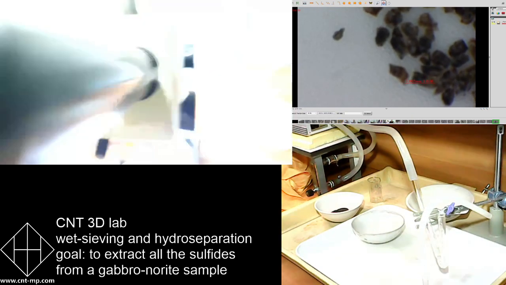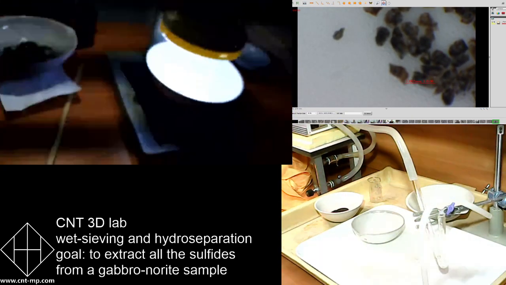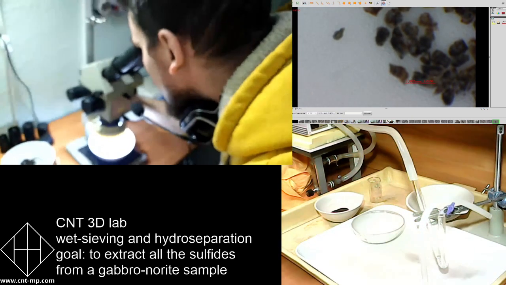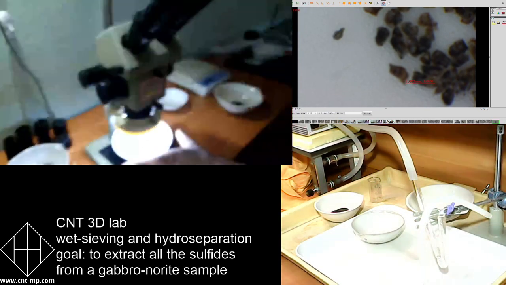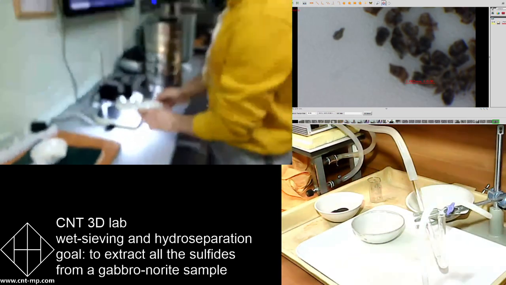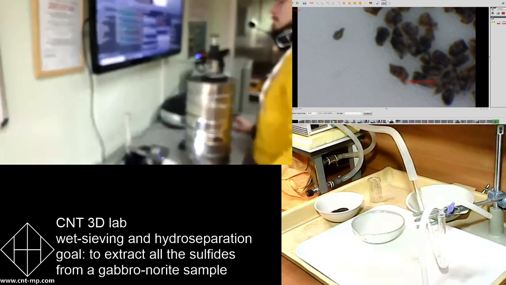We can't see anything. It's better to be a digital camera. It's better to be digital.